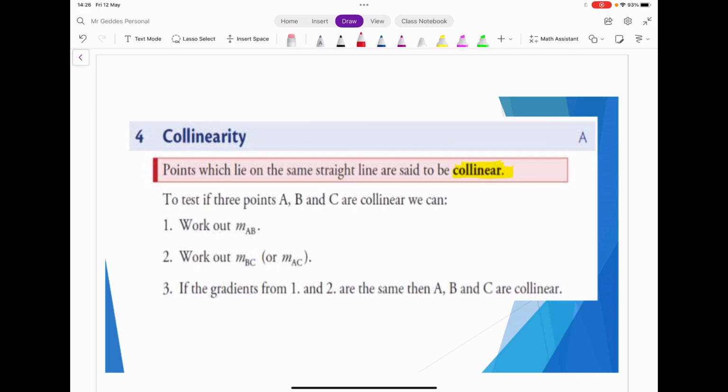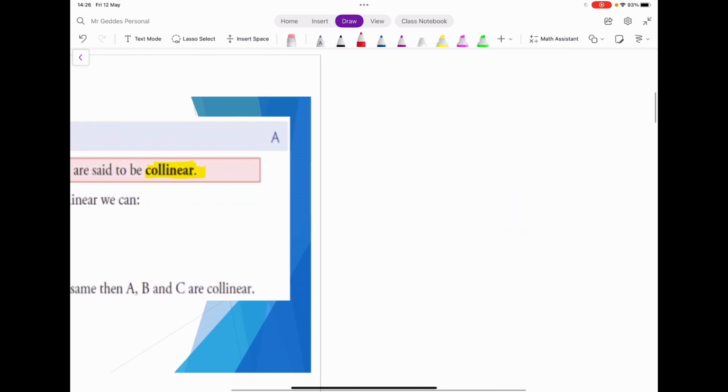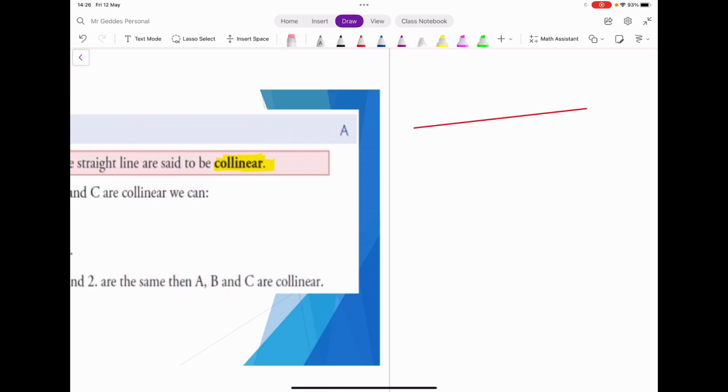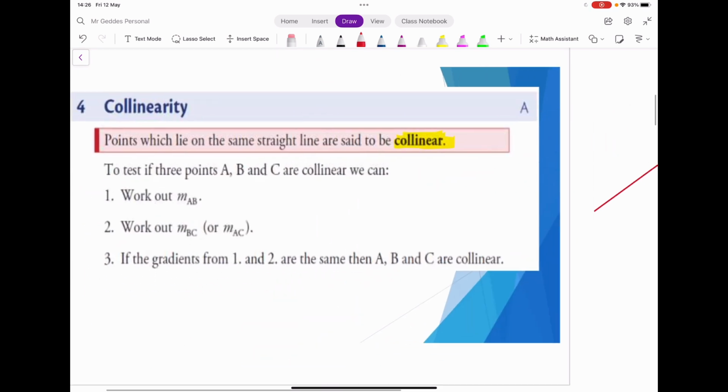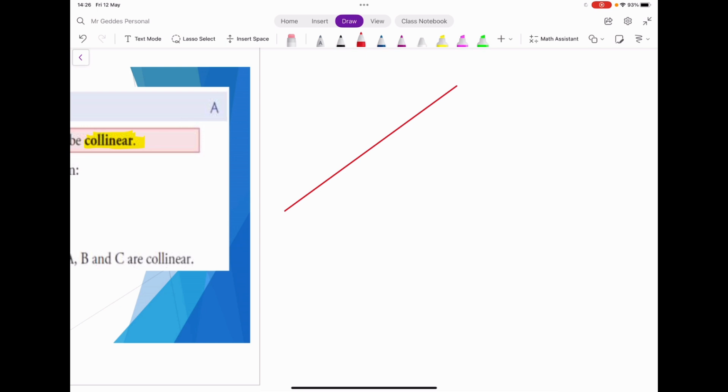So let's think about this for a second, okay? We'll go over to the side here, and we will try and draw a straight line and see what happens. I knew that was going to happen. So if we've got a straight line, and if we have 3 points in that line, there's A, B, and C. And there we go, A, B, C. These points are said to be collinear because they're in the same line, one after the other.